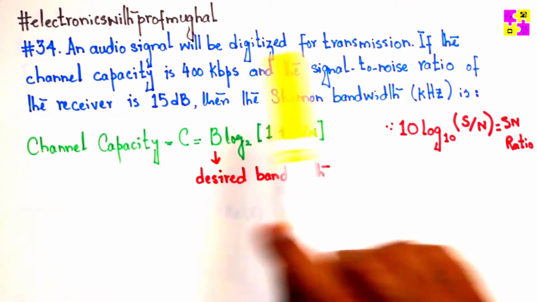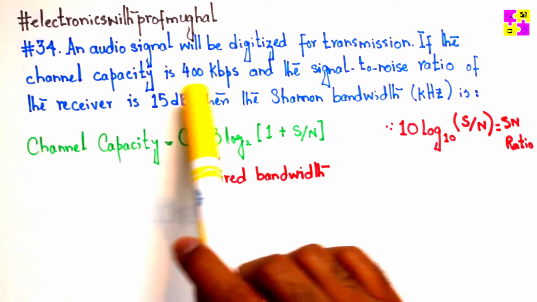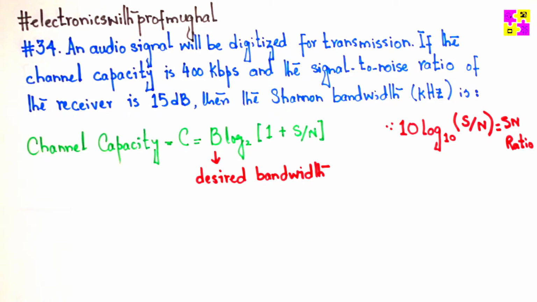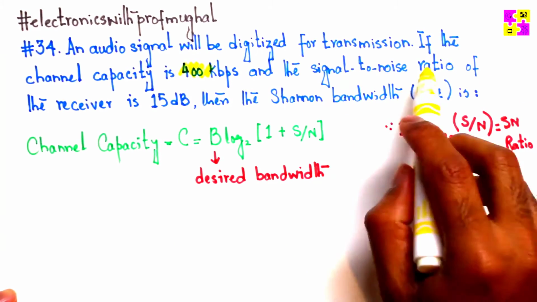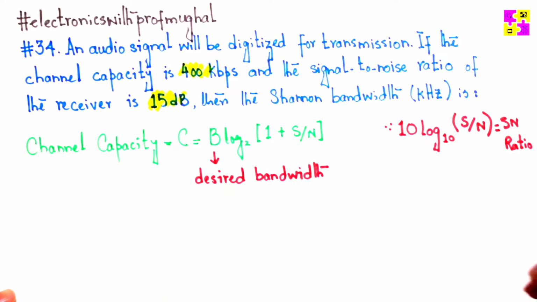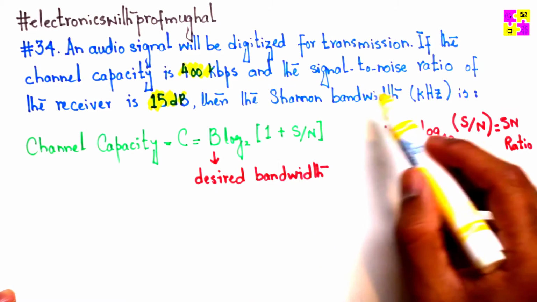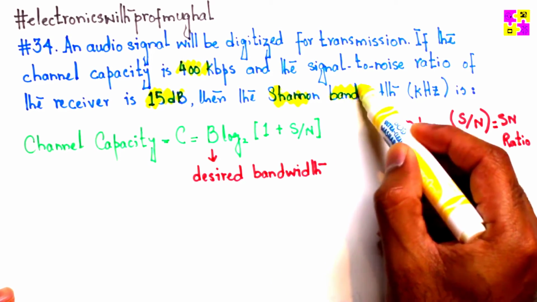An audio signal will be digitized for transmission. If the channel capacity is 400 kilobits per second, so the channel capacity is given here, and the signal to noise ratio of the receiver, so the SN ratio, is 15 decibels, then what is the Shannon bandwidth? We have to find out the Shannon bandwidth.